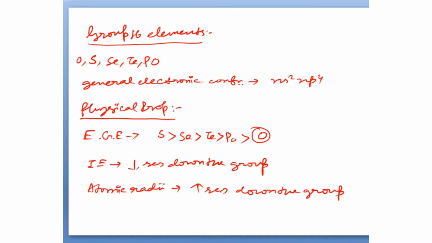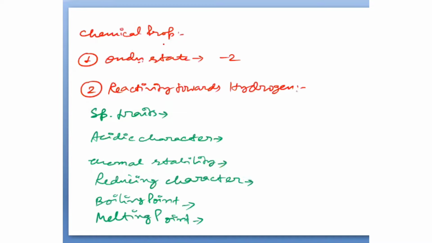Atomic radii also, with no exception, increases down the group. Then our chemical properties: oxidation state is -2, reactivity towards hydrogen. Okay, so here we can see some special traits, where they are forming compounds like H2S, H2Se. Okay, so let's see what the special traits are.